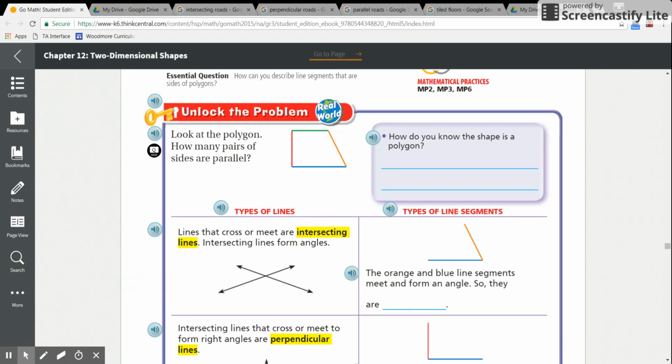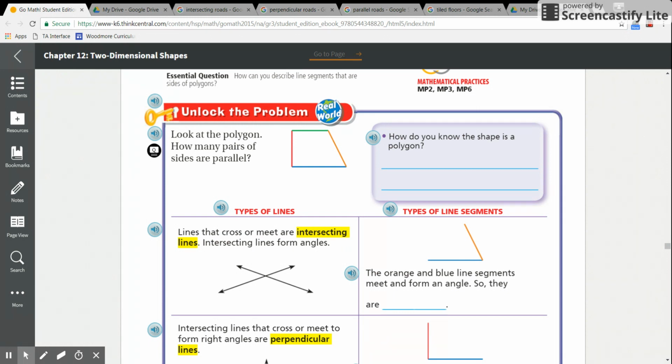So the first question is, how do you know the shape is a polygon? If we look at it, we can see that it's a polygon because it is closed. It has line segments that are connected to other line segments. And if we count the sides, we can see that there are 4 sides, which make this a quadrilateral. So what we're going to learn today is how these lines can have different characteristics.